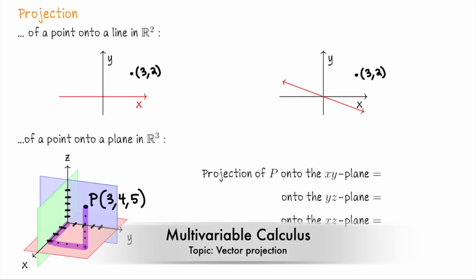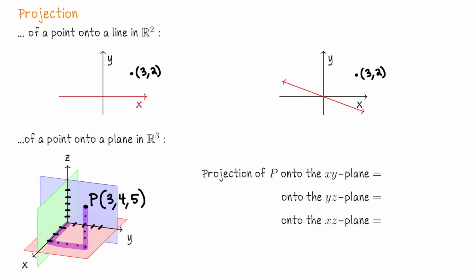In this lecture, we're going to look at vector projections. So ultimately, we want to say what it means to project one vector onto another vector. But before we look at vectors, let's talk about what it means to project a point onto a line.